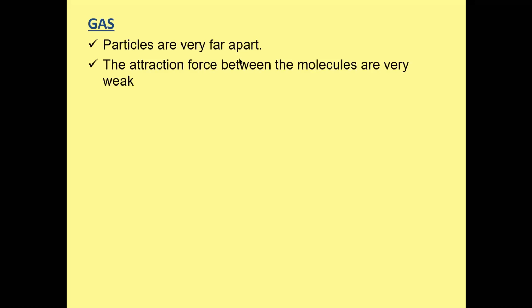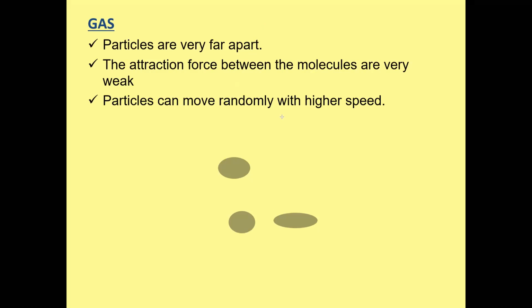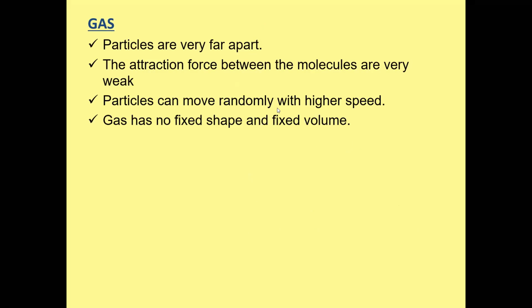Then the third state is gases. For a gas, the particles are far apart. The attraction between the particles is very weak compared to solid or liquid. The particles are moving randomly. When we use the term randomly, what is the meaning of randomly? It means there's no specific direction. A particle can move anywhere, in any direction. That's called random movement. Gas has no fixed shape and no fixed volume.